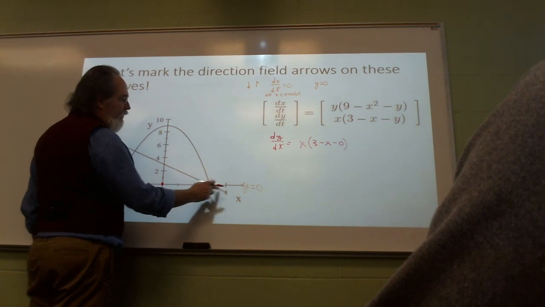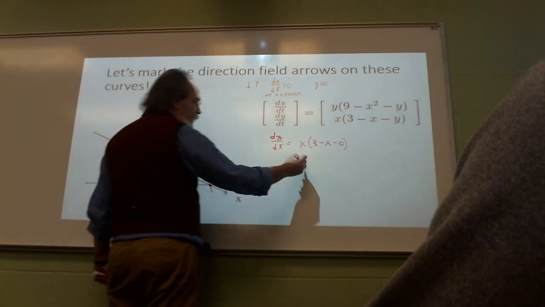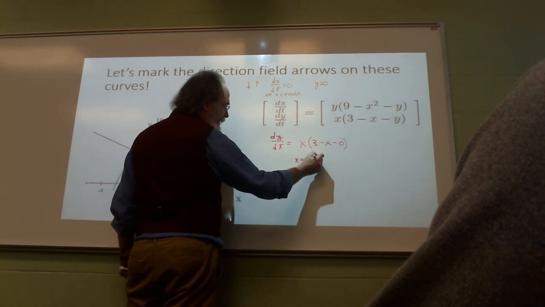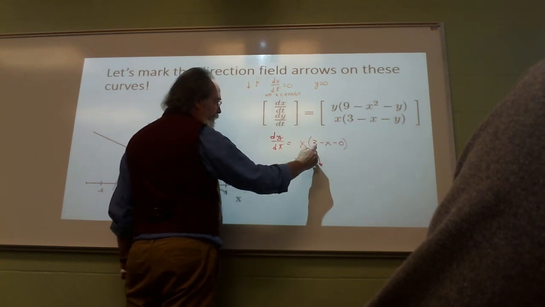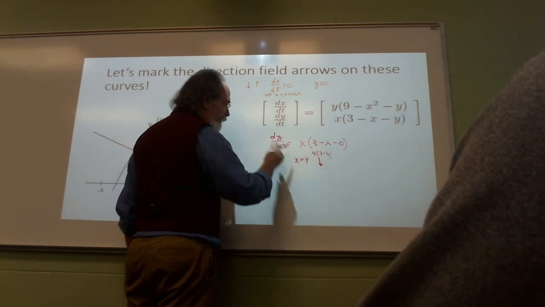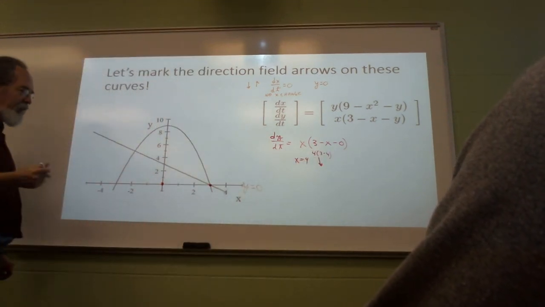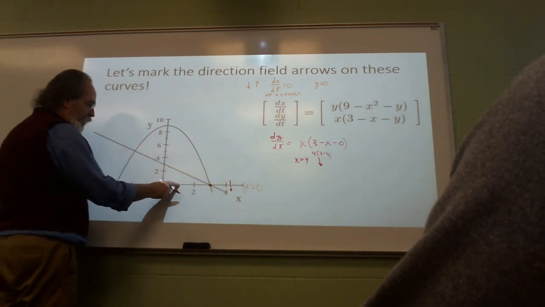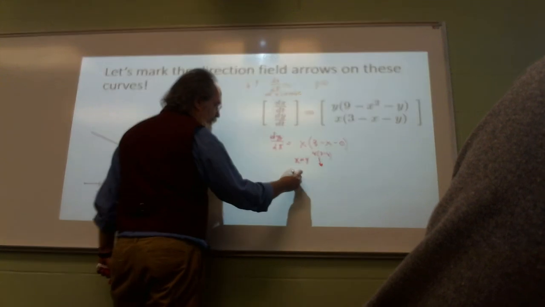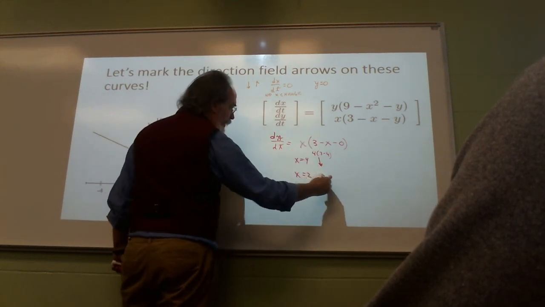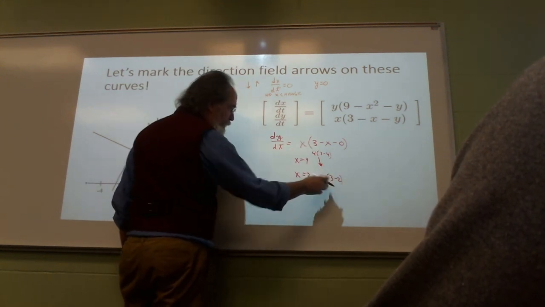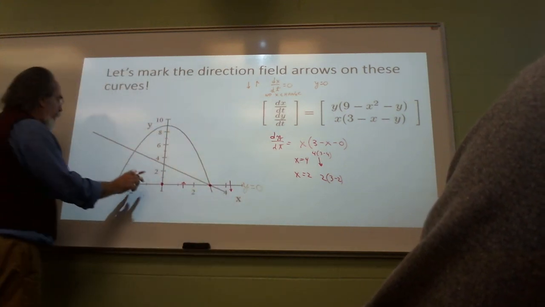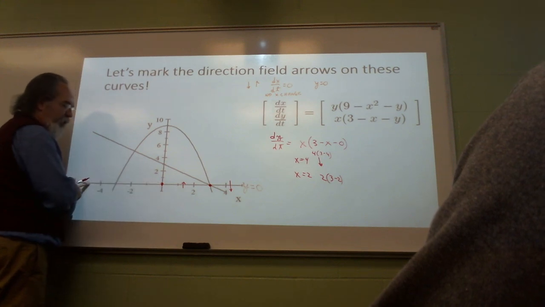Now, when x is bigger than 3, when x equals 4, that gives me a positive times a negative, 4 times 3 minus 4 for dy/dt. dy/dt is negative. So there's a down arrow here. I guarantee I'm going to get an up arrow here. Let's put a 2 in. X equals 2, and I get 2 times 3 minus 2. That's positive. That's an up arrow.